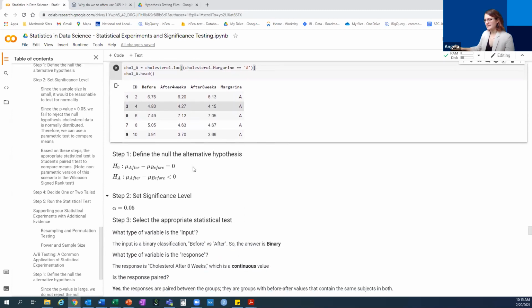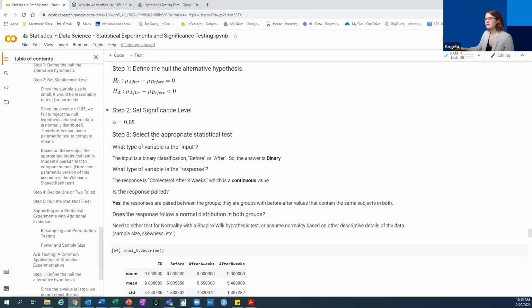So now I have my data set that is basically processed and cleaned according to my question. So let's define the null and alternative now. We want to know if the cholesterol after is less than the cholesterol before. We want to see if it was reduced. So the difference between after minus before, we want it to be negative, so less than 0.